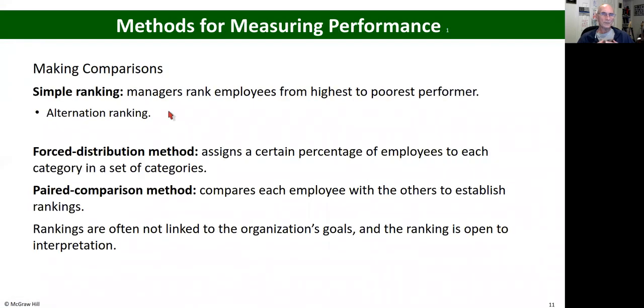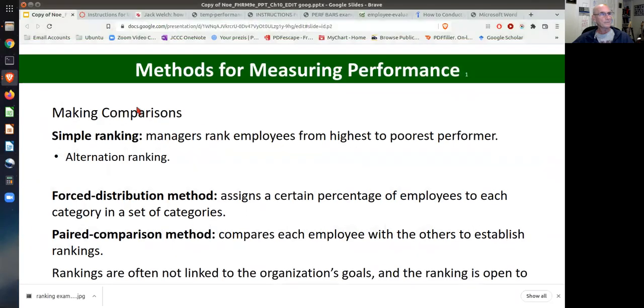Now, there are different ways of doing this, okay? Now, one of the ways is basically ranking. In other words, you're ranking people from my top performer down to my bottom performer and that sort of thing. You can have that forced distribution method or paired comparison. Now, forced distribution and ranking, I'm not a big proponent of that.